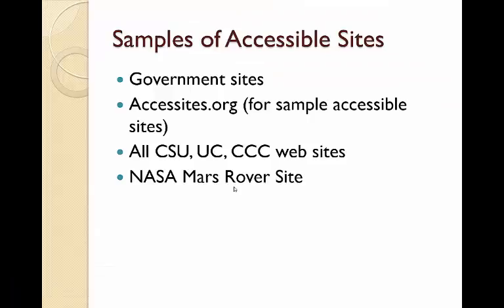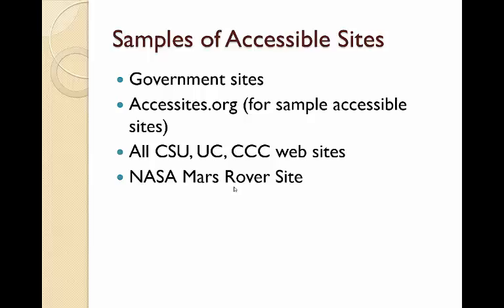So some examples of good accessible websites. There's government sites under the accessibility laws. All government sites, state and federal, have to be accessible. They have to adhere to the laws about accessibility. If you want sample sites, there's a site called accesssites.org that has examples of accessible websites. But I'll give you a few examples that you could look at or think about. Any CSU site, any California Community College site, and any UC website is an accessible site. It has to be by the laws in California and in the college systems and by state and federal laws.